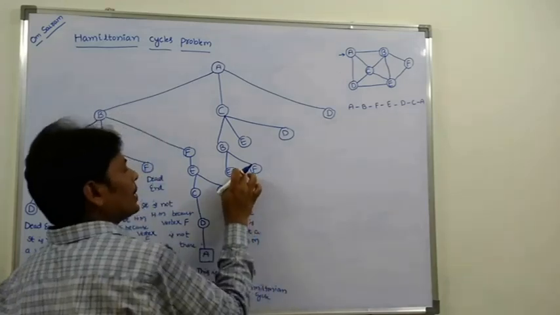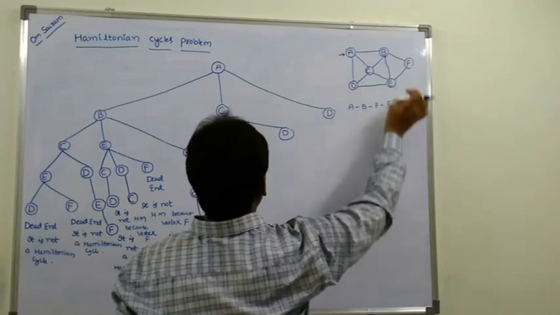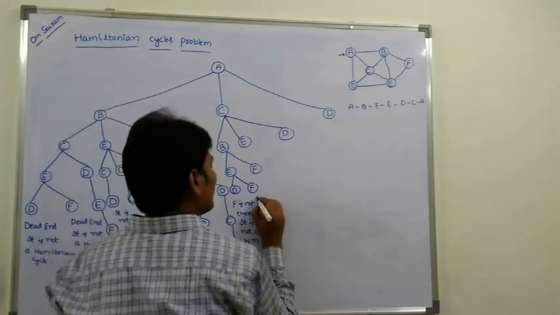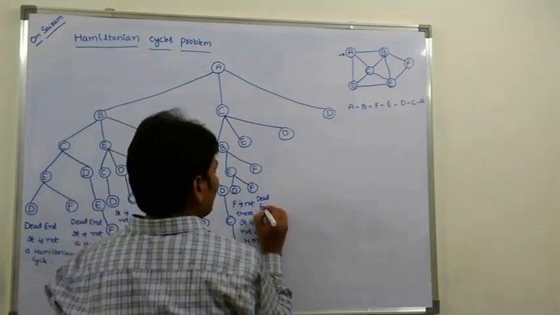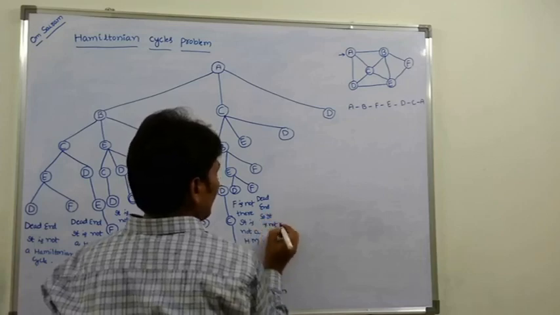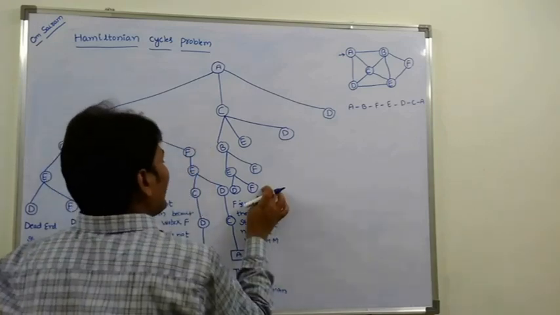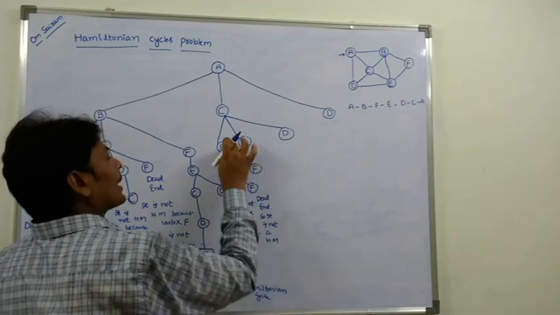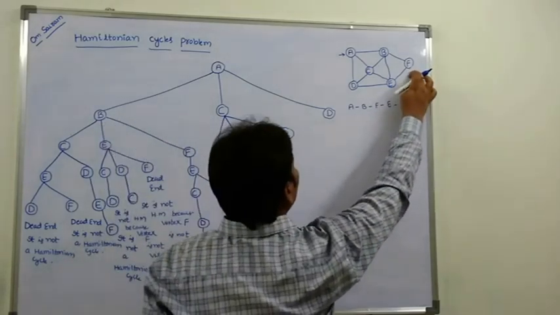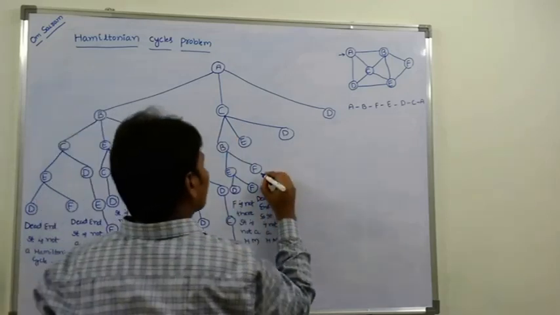Now we have to backtrack to E. Next, consider vertex F. What are the adjacent nodes for F? B and E. B and E are already completed, so it is also a dead end. So it is not a Hamiltonian cycle. Next, again we have to backtrack to E, backtrack to B. Now consider vertex F. What are the adjacent nodes for F? B and E. B is already visited, but E is not.